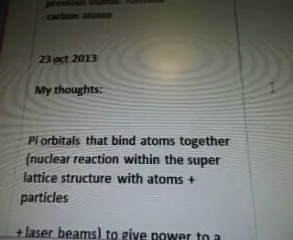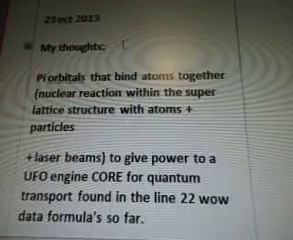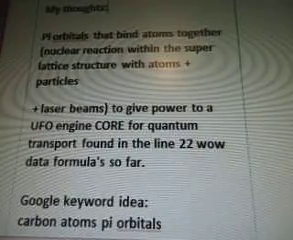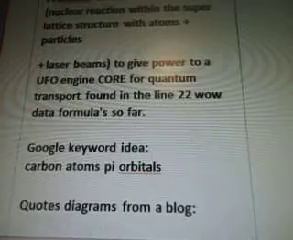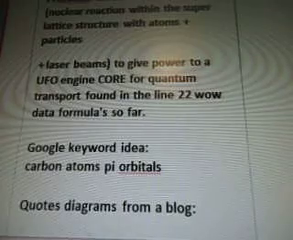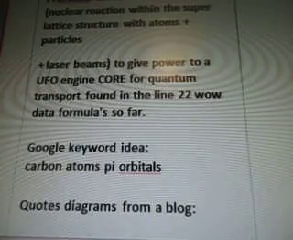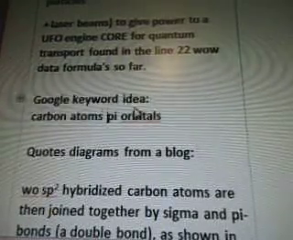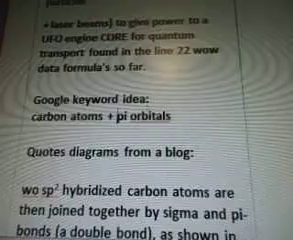So I'm going to Google the keyword from a previous video's formula. The keyword was carbon atoms. Okay, so October 23rd, my thoughts. Pi orbitals that bind atoms together in nuclear reaction within the superlattice structure with atoms and particles, plus laser beams to give power to a UFO engine core for quantum transport found in line 22 WOW data formula so far. So I googled the keyword ideas, carbon atoms plus pi orbitals together to see what comes up.